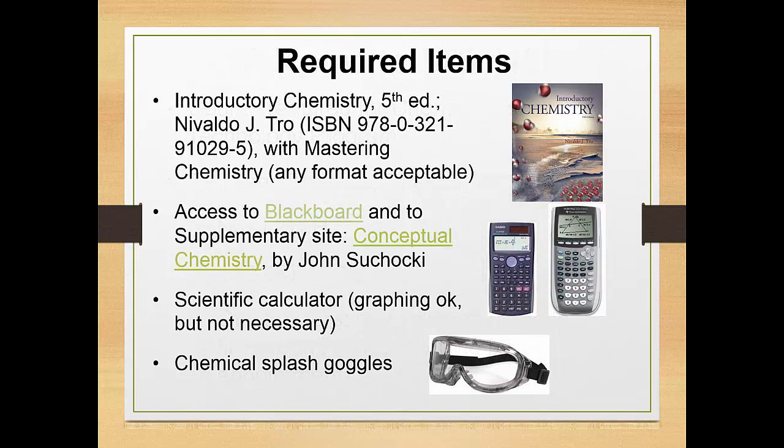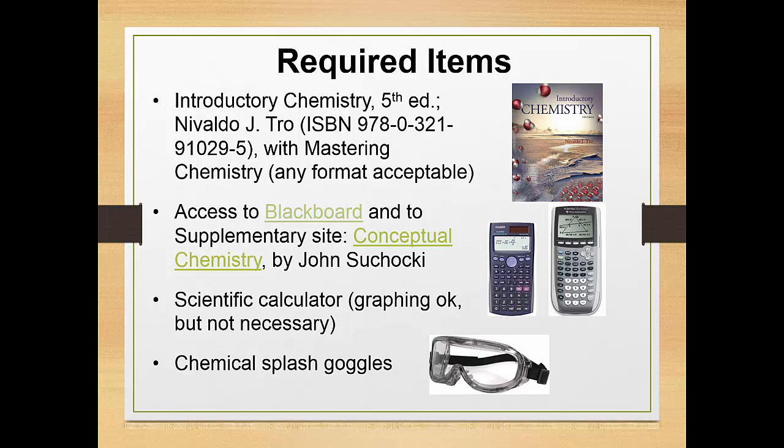Just want to let you know about the items that you're going to need for this course. You do need the textbook. It's Introductory Chemistry by Tro, 5th edition. The cover of it is pictured here on the right. You do need it with the Mastering Chemistry add-in. So any format of the text is acceptable.